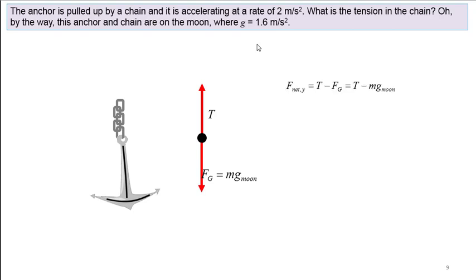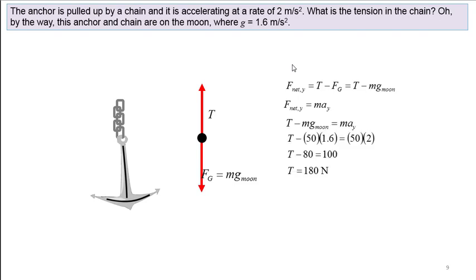My net force in the y direction is still the same as before. The net force in the y direction is always equal to the mass times the acceleration in the y direction, so I can set those two things equal. And now when I plug in my values, I'm going to plug in that g of the moon is 1.6, and I find that my tension is 180 newtons in this case.